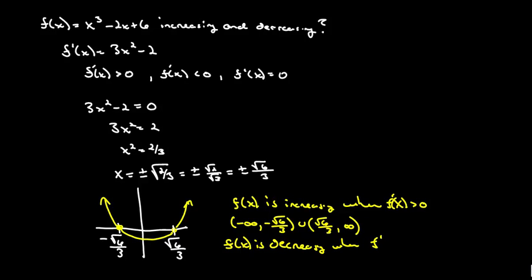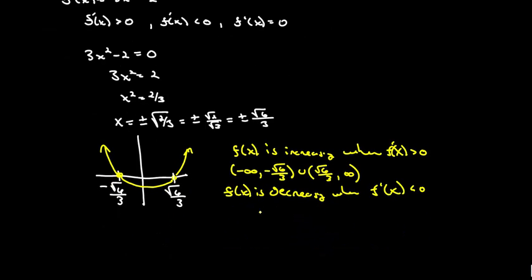Then f of x is decreasing when f prime of x is negative. And f prime of x is negative on the interval negative square root of 6 over 3 to square root of 6 over 3. And so that's really all we need to go ahead and work this computation.